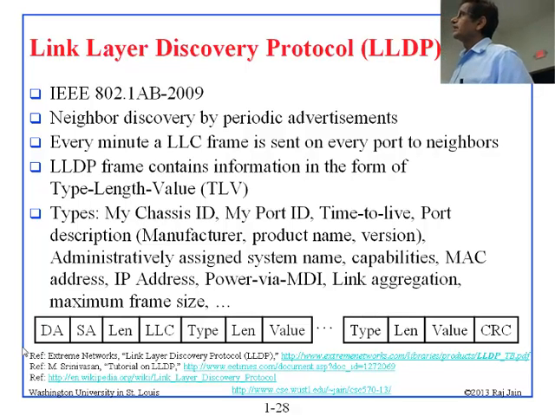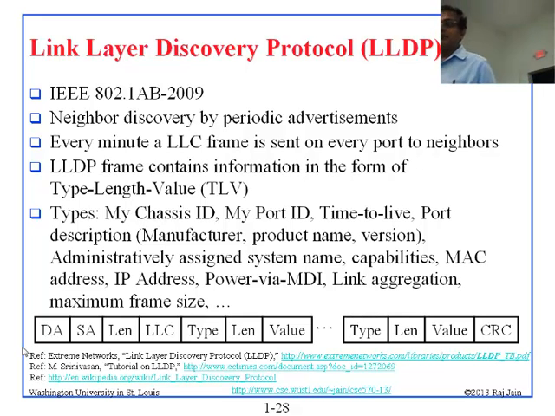So here's my chassis ID, my port ID, time to live, port descriptor, who made me, what is my product name. You could say, I'm a Cisco 2305, whatever number that is. This is useful because the other switch or the manager can use that information: this is my inventory right now, and this is the capability. And system name, capabilities, MAC address, IP address, power by MDI.